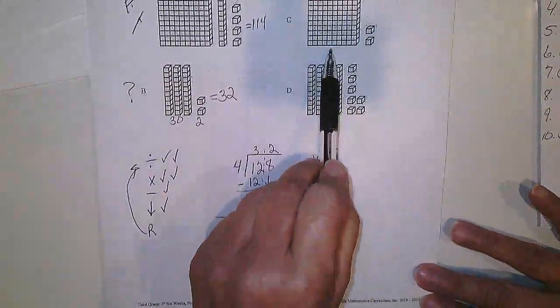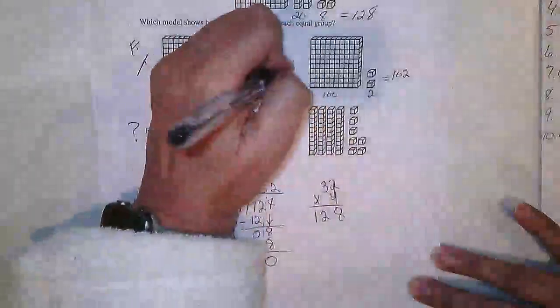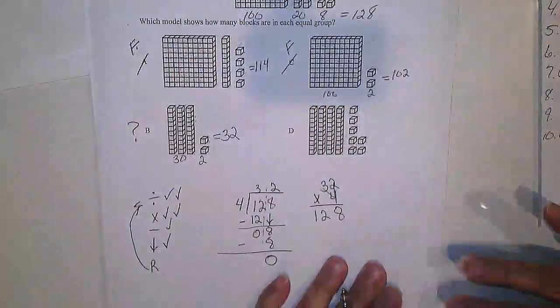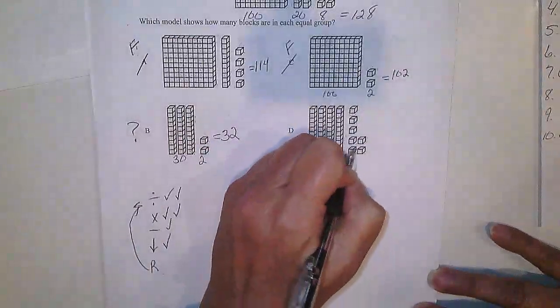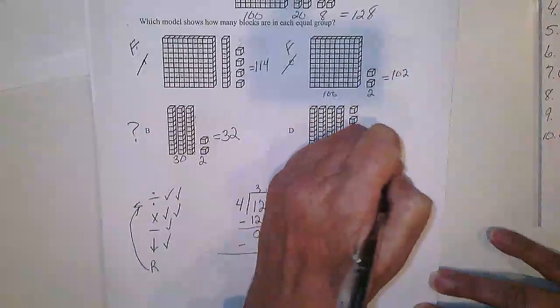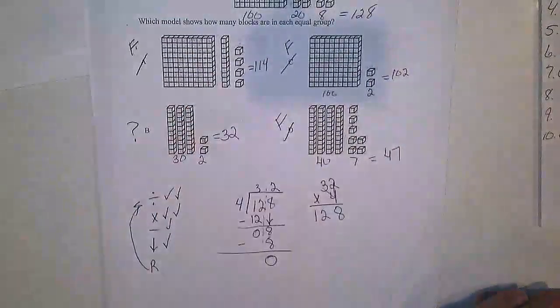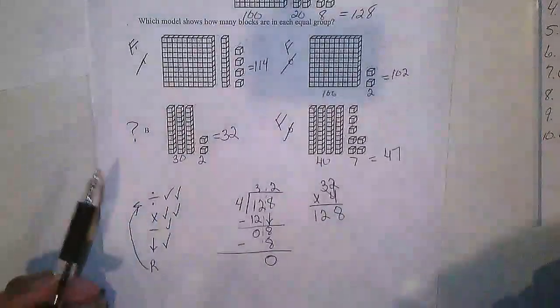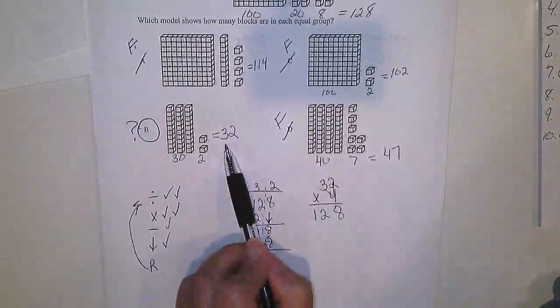If we look at C, we have 100 plus 2 equals 102. We know that is not correct. Cross it out. That's false. If we look at D, we have 40 plus 2, 4, 6, 7 — that equals 47. That is not 32. That is false. So by working out our calculations, we can see that our answer is B, which equals 32.